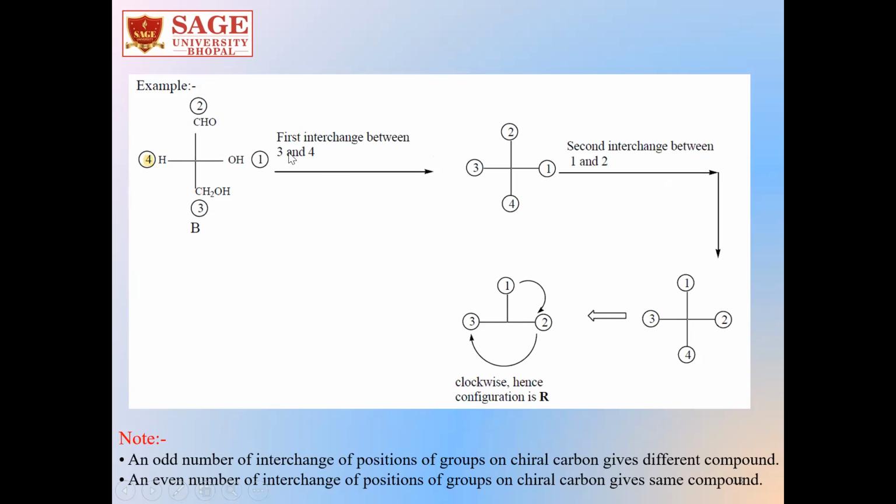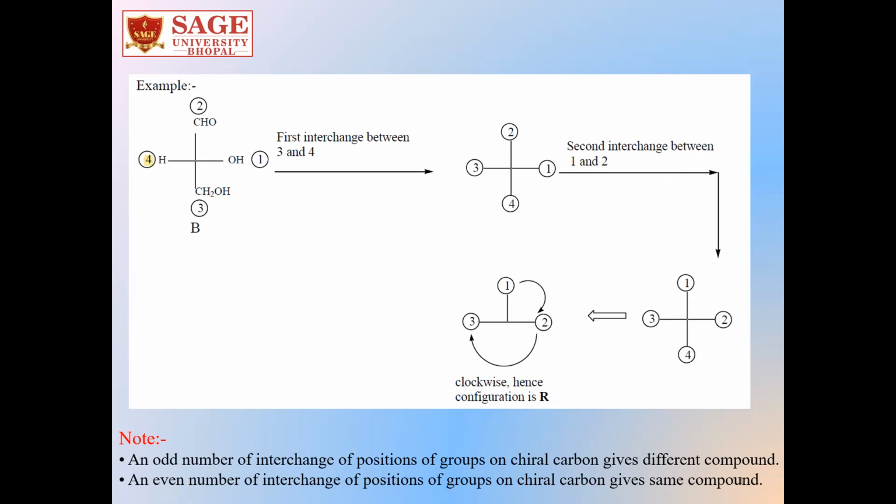So first interchange between 3 and 4, because we have to bring this 4 at the bottom. So we will make the first interchange between 3 and 4. After that, we will do the second interchange between 1 and 2. 1 comes on the top, 2 here. So now we can see how the arrangement is. 1, 2, 3. The arrangement is clockwise, so it can be termed as R.